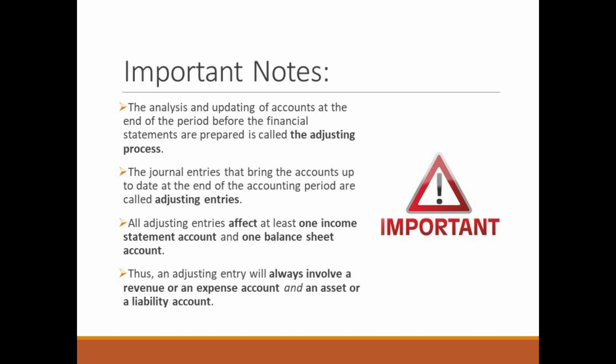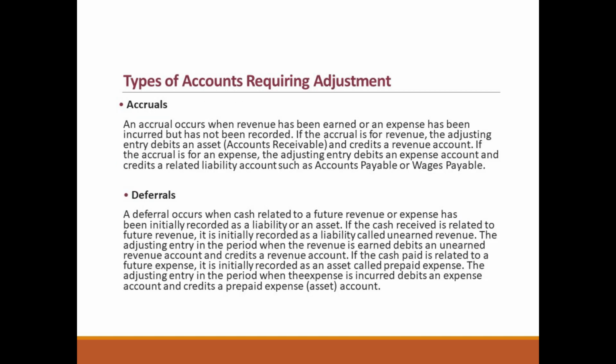Here are some important notes on adjusting entries. The analysis and updating of accounts at the end of the period before the financial statements are prepared is called the adjusting process. The journal entries that bring the accounts up to date at the end of the accounting period are called adjusting entries. All adjusting entries affect at least one income statement account and one balance sheet account. Thus, an adjusting entry will always involve a revenue or an expense account and an asset or a liability account. The two general classifications of accounts requiring adjustments are accruals and deferrals.